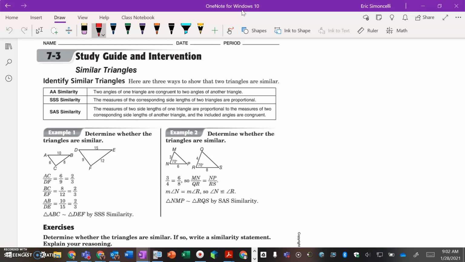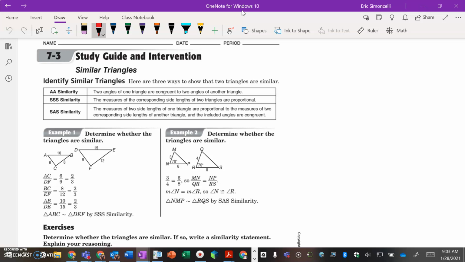Side-side-side similarity is when the measures of the corresponding side lengths of the two triangles we're looking at are in proportion, or are proportional. So side, side, side. Notice it doesn't refer to anything being congruent. It is, again, sides being in proportion.